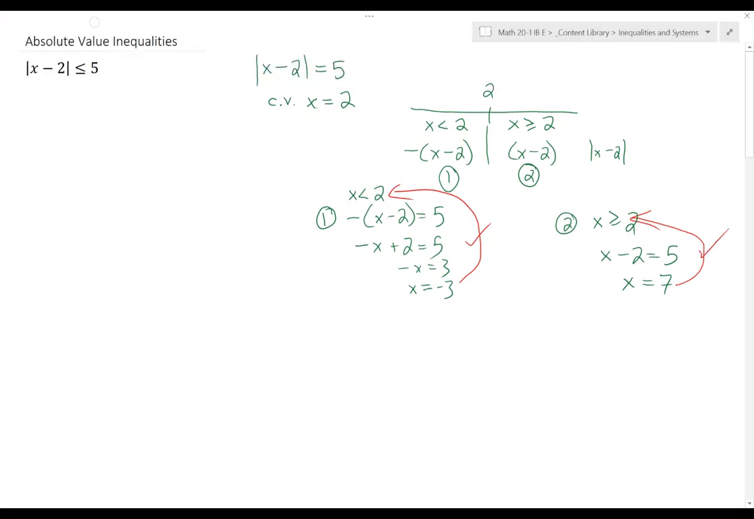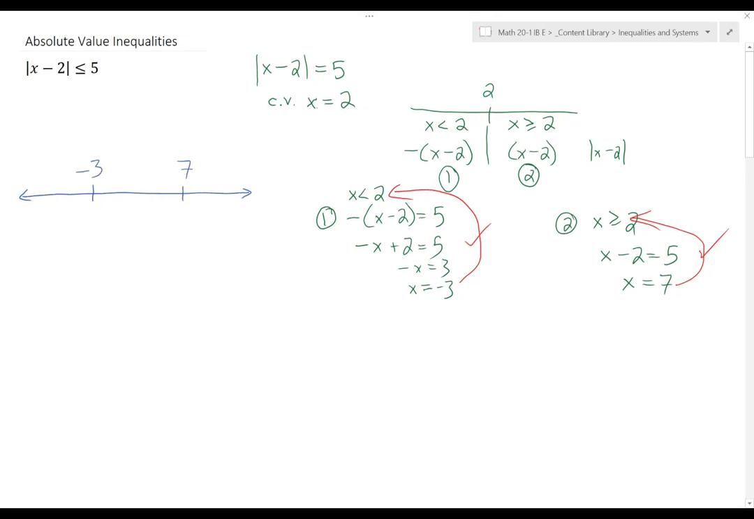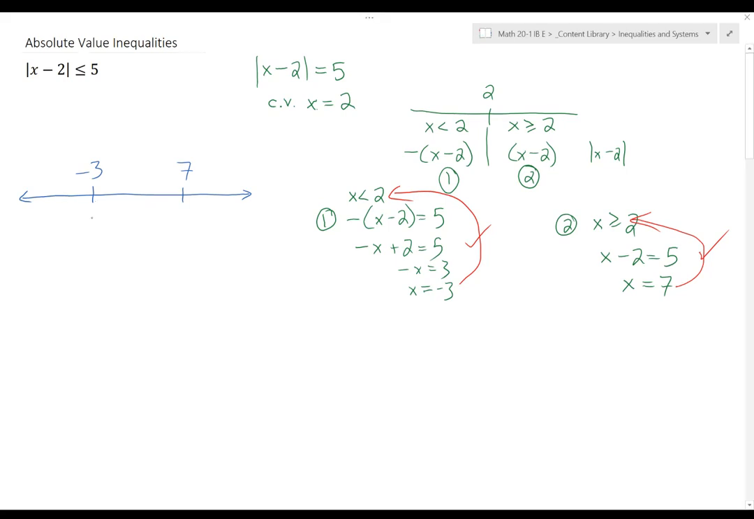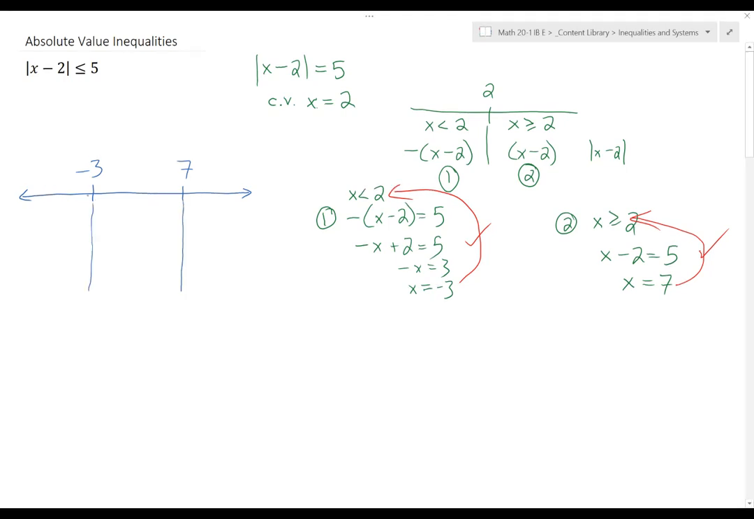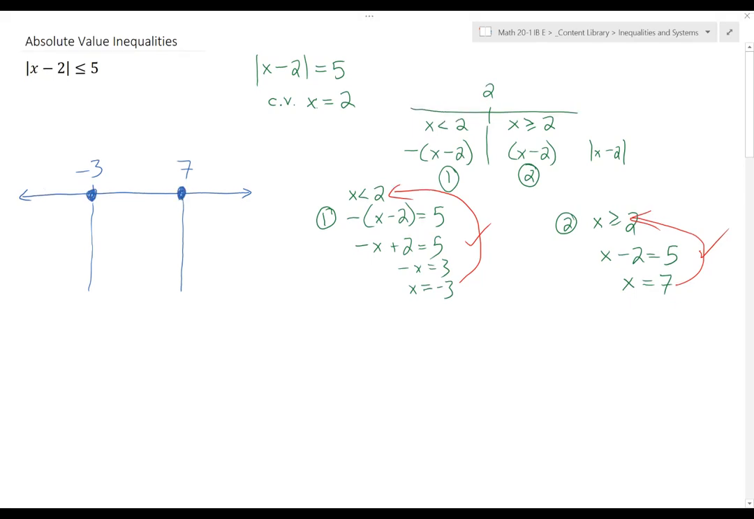They are therefore solutions to the equation, and it is the solutions to the equation that give me my critical values for the inequality. So my critical values for my inequality are at negative 3 and 7. 2 is no longer a critical value. 2 is a critical value to solve the equation, but it's irrelevant for the inequality. The only ones I care about are the solutions to the equations. Negative 3 and 7 are part of the solution to the inequality because I have less than or equal to 5, and I pick a value in each of these intervals to test.